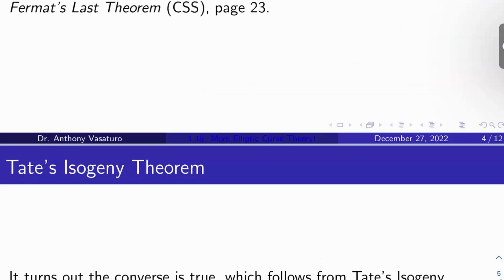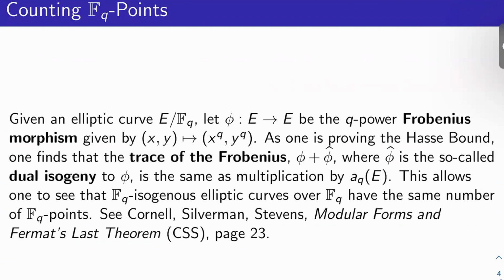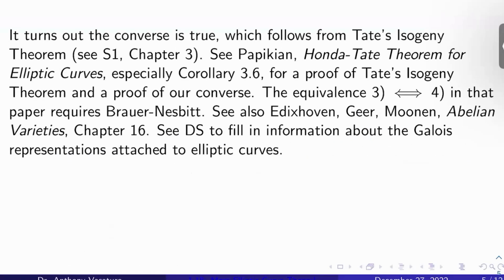So what do I mean by the converse? I mean, the statement here was, give me two FQ isogenous elliptic curves over FQ, then those two elliptic curves have the same number of FQ points on them. But the converse is also true. If two elliptic curves over FQ have the same number of FQ points, they must be FQ isogenous. Okay, so that follows from Tate's isogeny theorem.